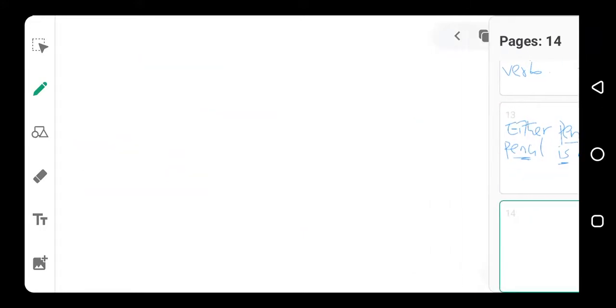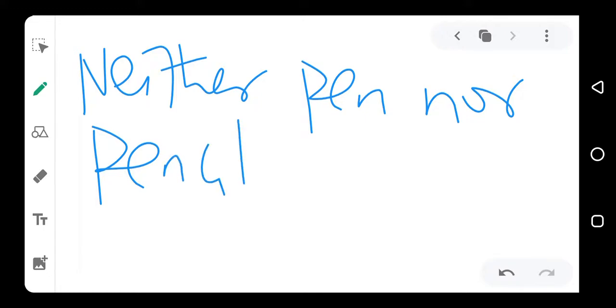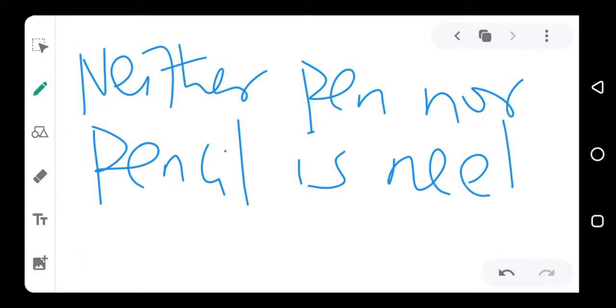Another example: neither pen nor pencil is needed. So if we are using either-or or neither-nor, the verb to use is singular.